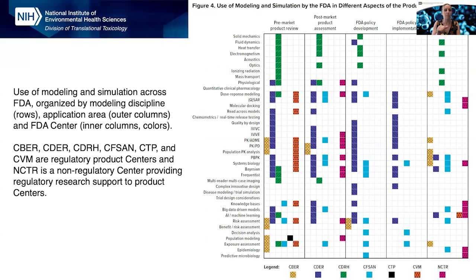And I'm running out of time, but I'm just going to quickly highlight figure 4 from the report, which kind of gives an overview of the use of modeling and simulation across the FDA, organized by discipline in the rows, and then application area in the outer columns, and FDA center in the inner columns, and how they're color coded. So you can see that AI and machine learning and big data driven models, there's a lot of opportunity, I think, to use that in various application areas across most centers in the FDA.